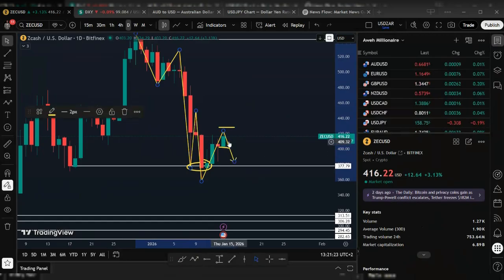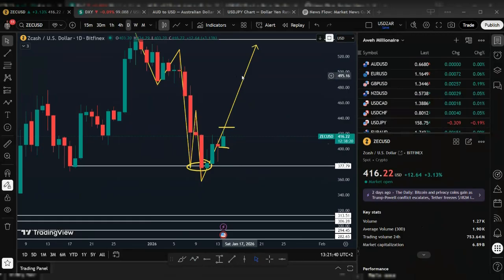So on the daily charts, there are already indicators for potential sells to the downside. But if you're looking at trading the bounce off the support on the lower time frame, then there can be opportunities for you to look for potential trades to the upside as well. So this is Zcash and the overall outlook on Zcash as well.